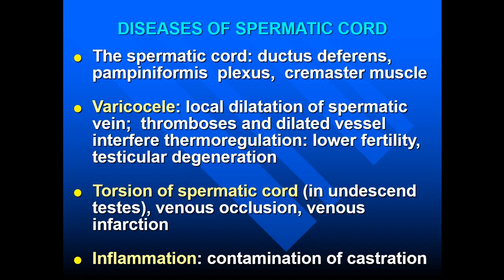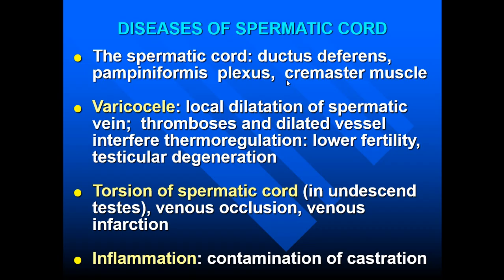I'm going to continue with the second part of the male reproductive system. As you've seen on the screen, I'm going to give a lecture about the diseases of the spermatic cord. I think you are already familiar with the spermatic cord. The spermatic cord actually consists of the ductus deferens, the pampiniform plexus, and also the cremaster muscle.